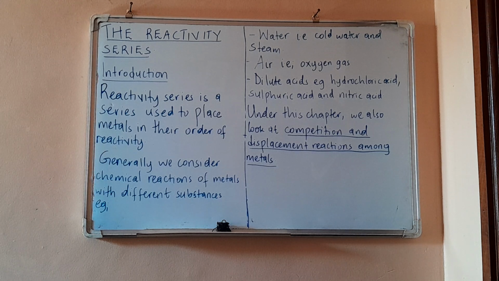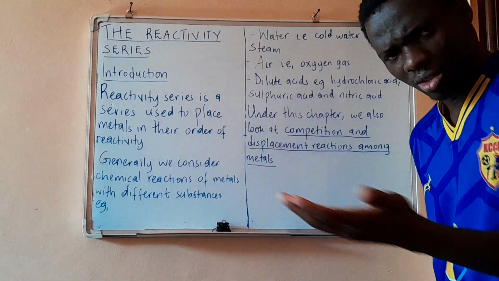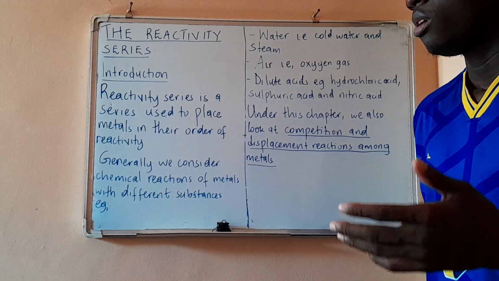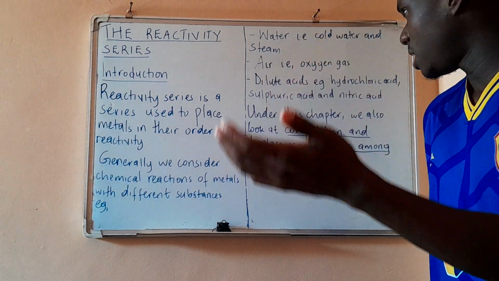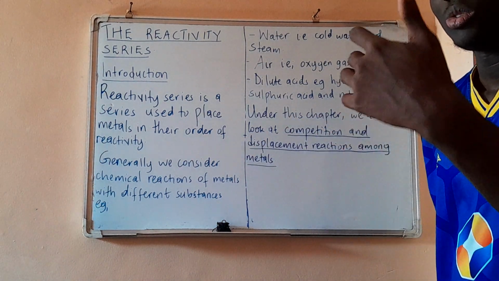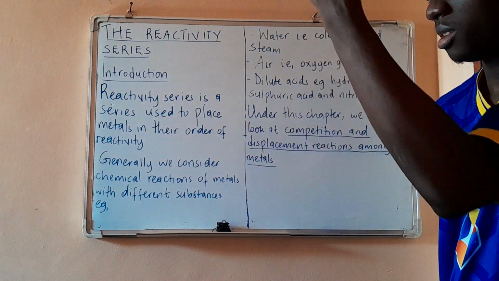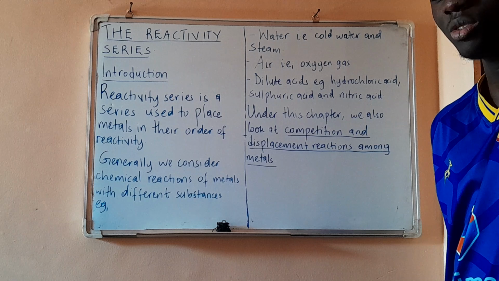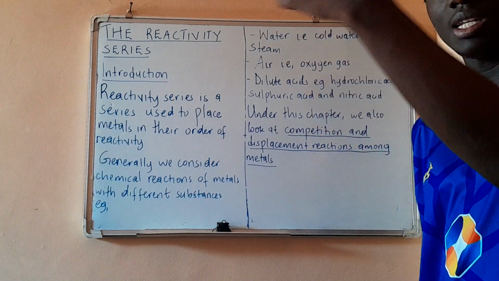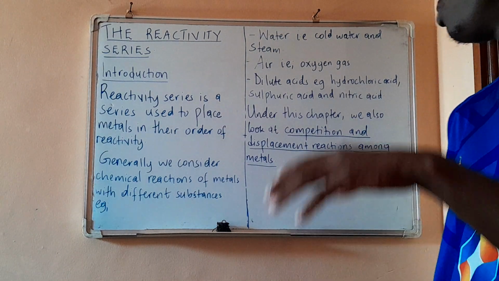So basically, that is the brief introduction of this series. We are going to react metals with water. During that consideration of metals reacting with water, we shall be able to group metals in their order of reactivity. We shall come up with a particular order, starting with the most reactive metal with cold water, followed by the other, and at the bottom we shall have the least reactive metal with water.